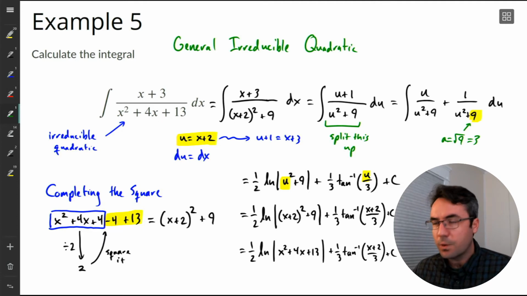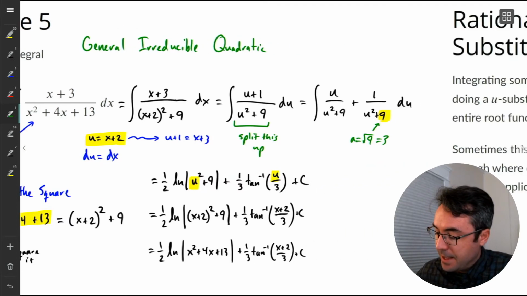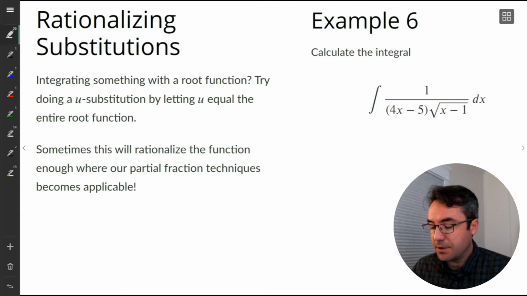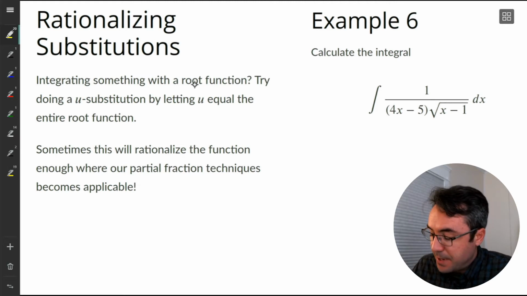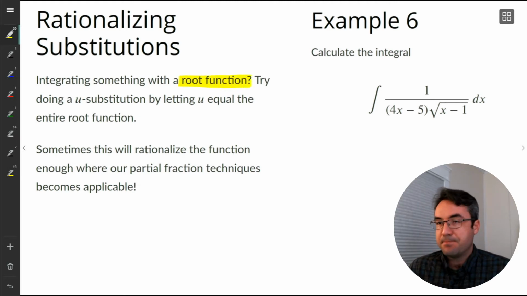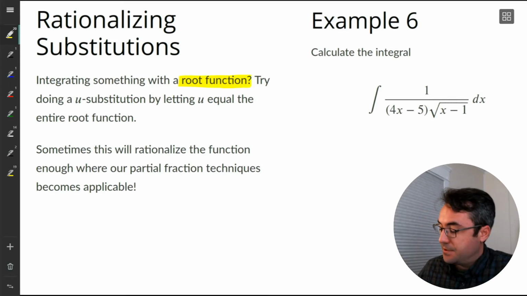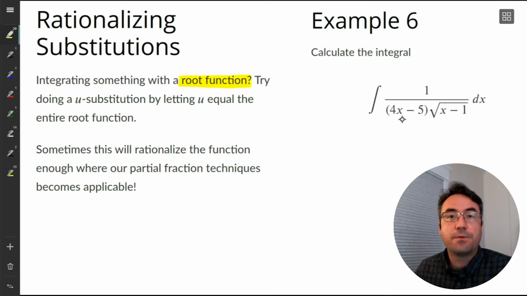Now, we're actually going to shift gears just a little bit, but we still are going to use partial fractions. The next little topic here is doing a rationalizing substitution. So this is a little technique that sometimes is helpful, especially when part of our function is a root function. You can see the next example we're going to do: 1 over 4x minus 5 times the square root of x minus 1.